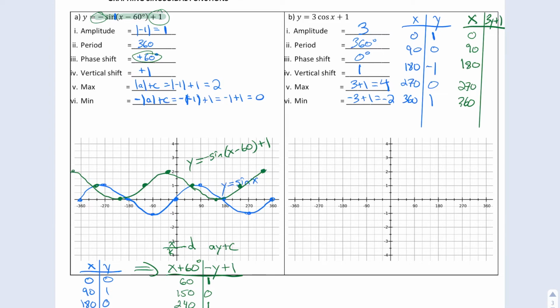So the y's, I'm going to take each of these and multiply by 3 and add 1. So this one's going to be 3 times 1 plus 1, so that's 4. 3 times 0 is 0, plus 1 is 1, and so on. So 3 times negative 1 is negative 3, plus 1 becomes negative 2. Then I return to that one, which we already did, and then this one was 4. So if we plot these, let's start with the cosine function.